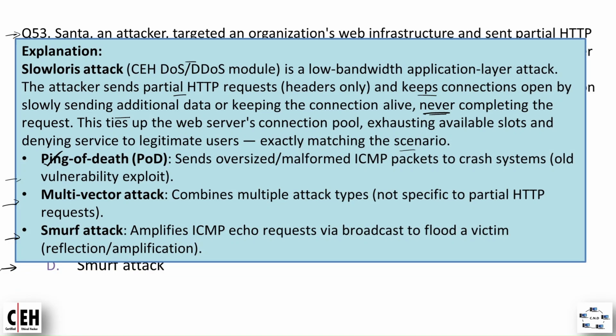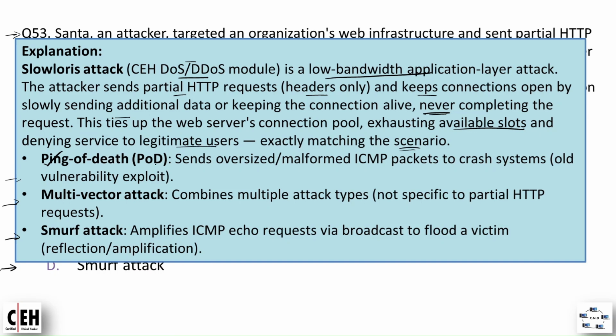And the explanation is, the Slowloris attack, covered in the CEH denial of service and distributed denial of service module, is a low bandwidth application layer attack. The attacker sends only a partial HTTP request header and keeps connections open by slowly sending additional data or keeping the connections alive, never completing the request. This ties up the web server's connection pool, exhausting available slots and denying service to legitimate users, exactly matching the scenario.